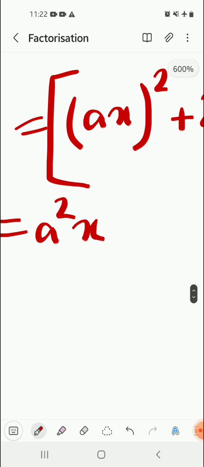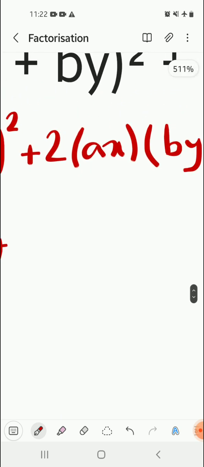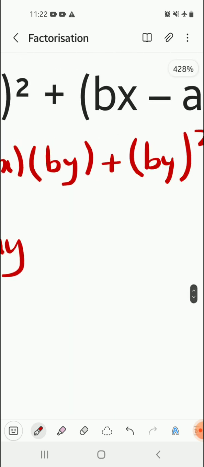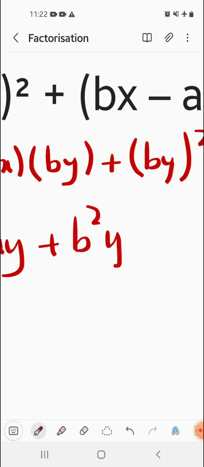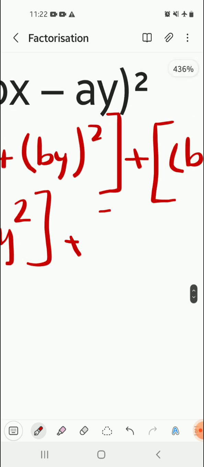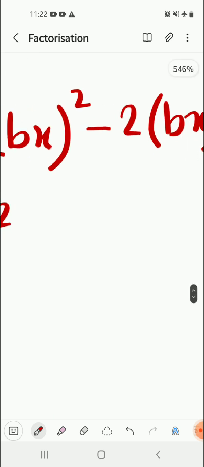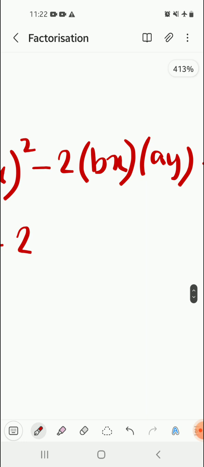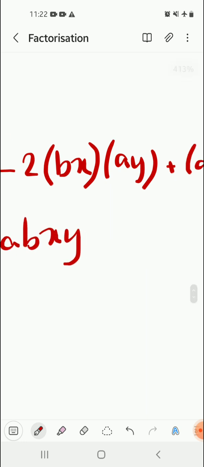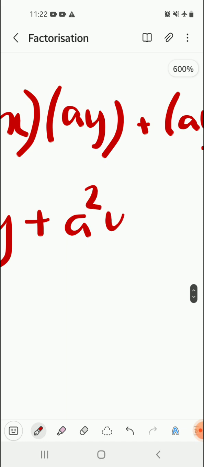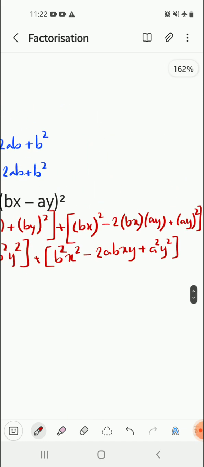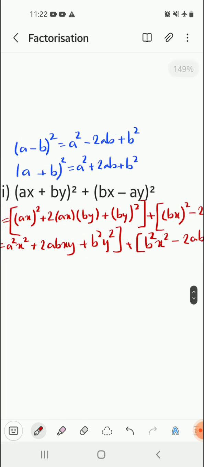A square x square plus 2ab, ax by. So 2 we can write in alphabetical order, abxy, plus b square y square. So this is done. Plus next bracket b square x square minus 2abxy plus a square y square, bracket close. Now remove the third bracket that we have and we're going to find the common factors in all of this expression. So let's do it.